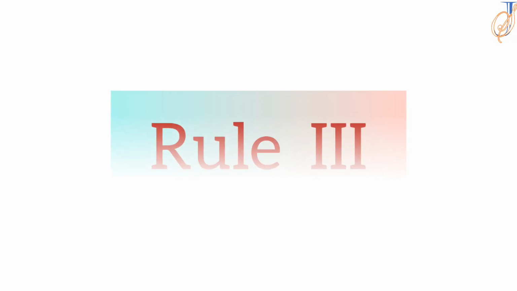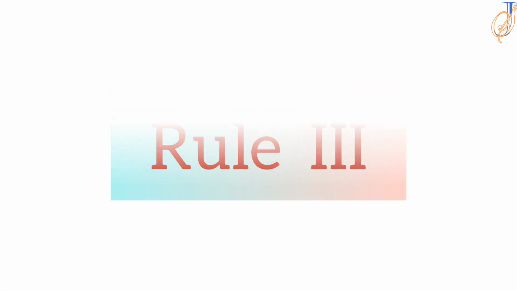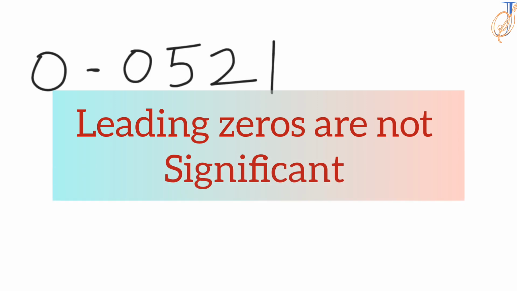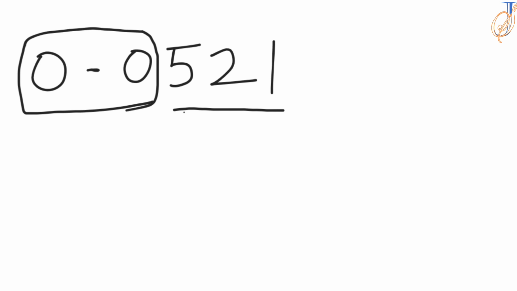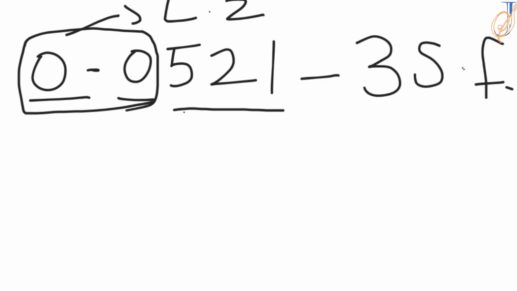Now go to rule 3. Leading zeros are not significant. What are the leading zeros? Leading zeros are the zeros in front of a number. So this is your number 521. In front of it you have zeros. This is called leading zeros. As per rule 3, leading zeros are not significant. Because of that, you should not count these two. So this number, 0.0521, has only 3 significant figures.